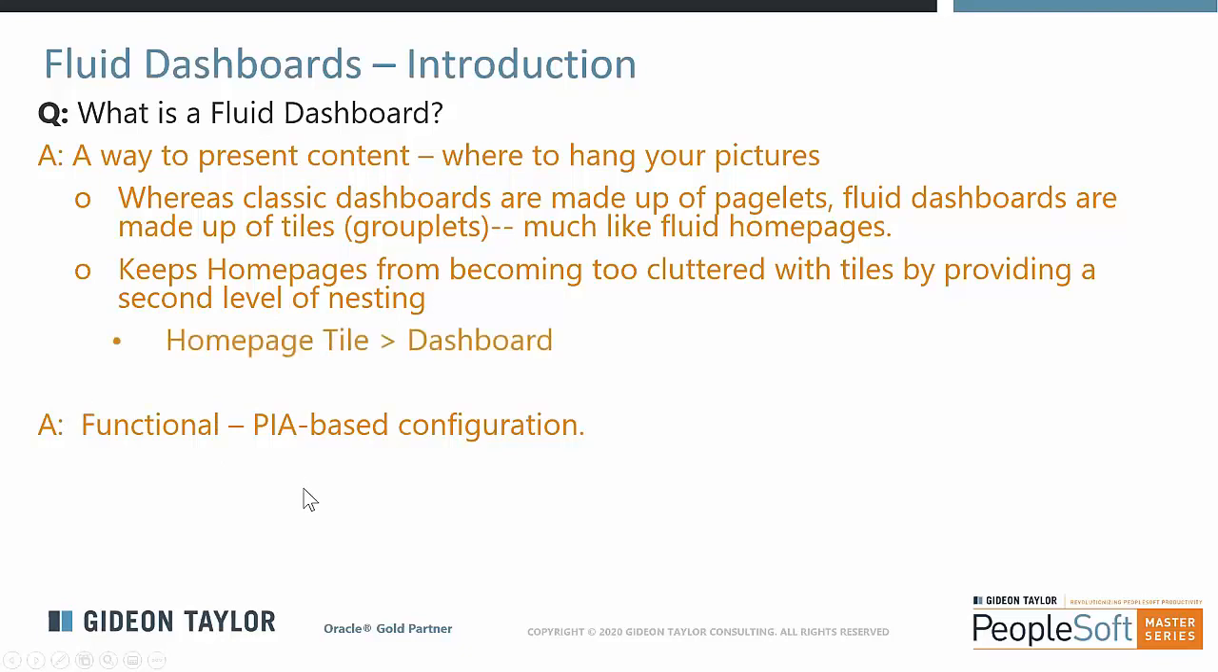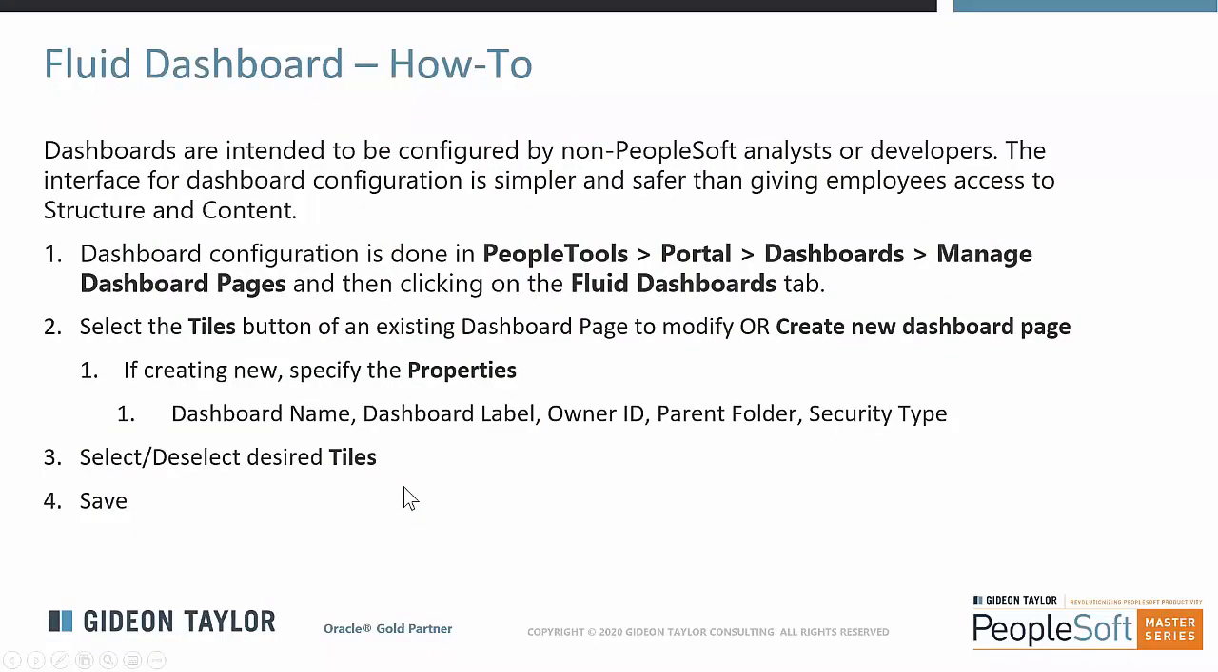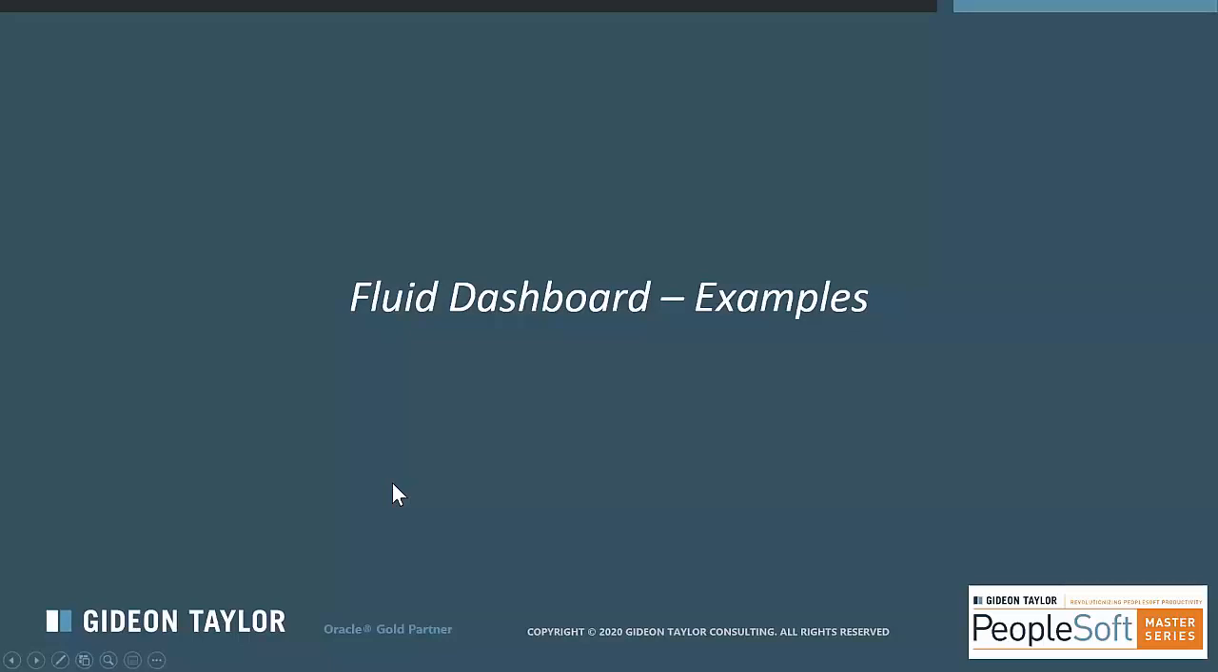They're functional to configure, and this is a little bit out of order there. All right, there we go. They were introduced with 855, but I wouldn't do anything fluid with 855. I'd get to 856. You do get some contextual fluid dashboards where you can pass in parameters to narrow down the results. So, a couple of walkthroughs. I won't step through this, but it's available for you to take a look at.